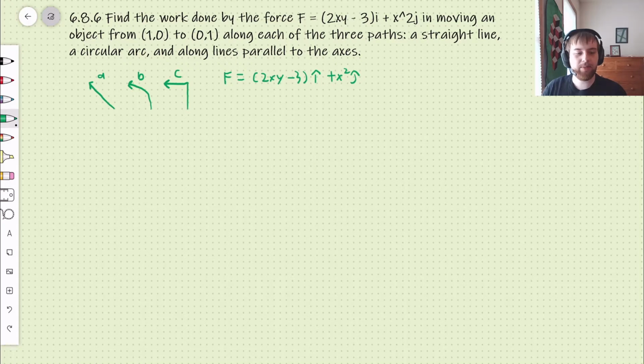Hello everybody, welcome back. Today we're going to be taking a look at a line integral problem and how different paths create different results.